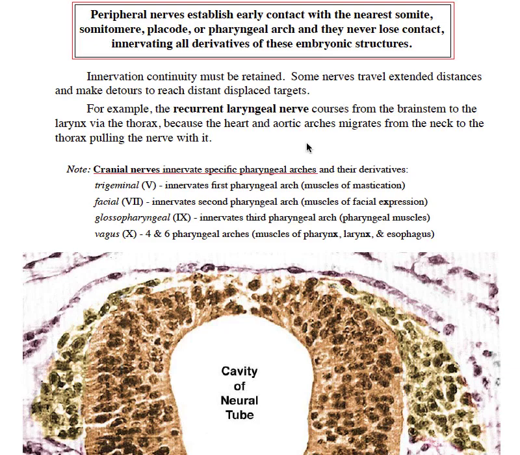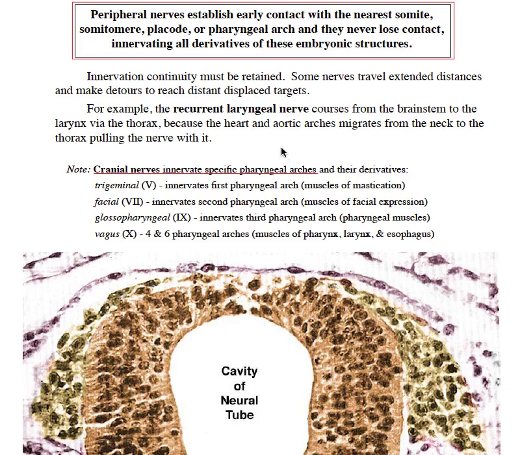Perhaps the best example of traveling an extended distance is the recurrent laryngeal nerve. This nerve comes from the brainstem and it innervates the larynx, but it does so via the thorax, because the heart and aortic arch migrated from the neck into the thorax, causing the nerve to travel down the neck into the thorax and then back up to reach the larynx.